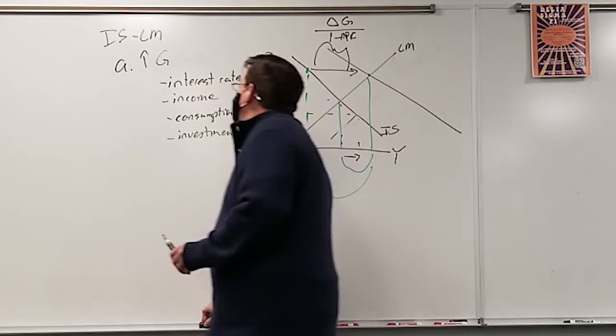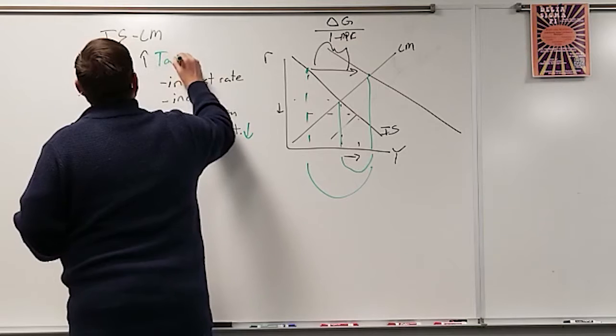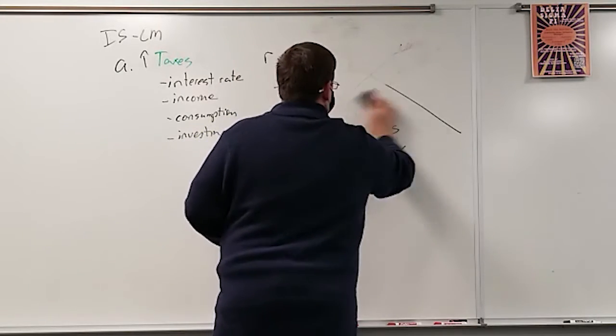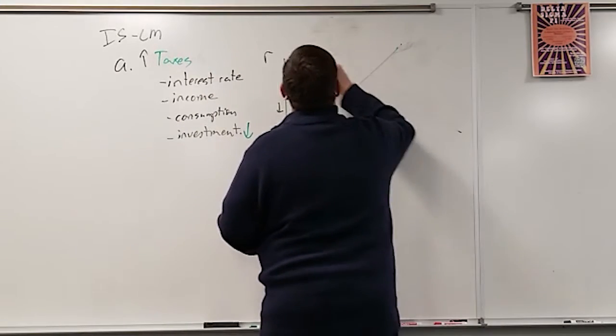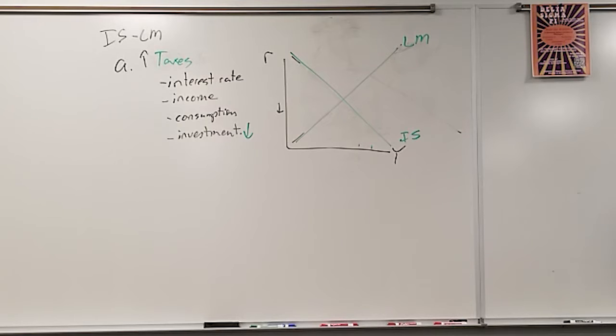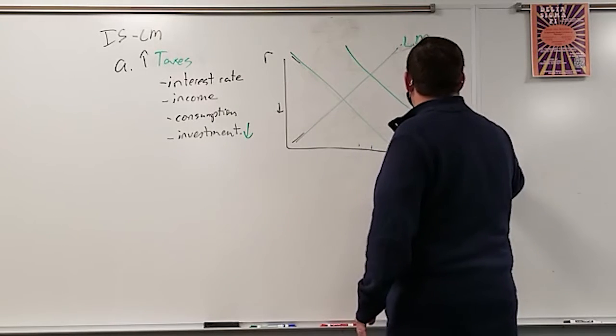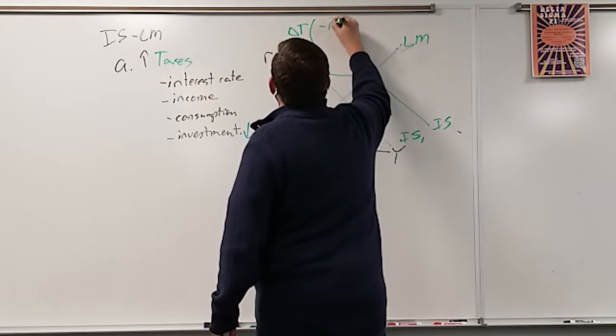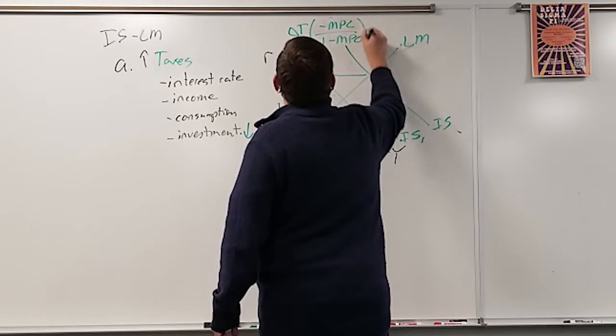What if instead there's an increase in taxes? So we would want to start over again. If there's an increase in taxes, how does that work its way through? Well, a change in taxes is also related to fiscal policy. How much would the IS curve shift? To make this easier to see, I'm going to draw the first IS curve here, make this the second IS curve. And the shift is equal to the change in taxes multiplied by this term.